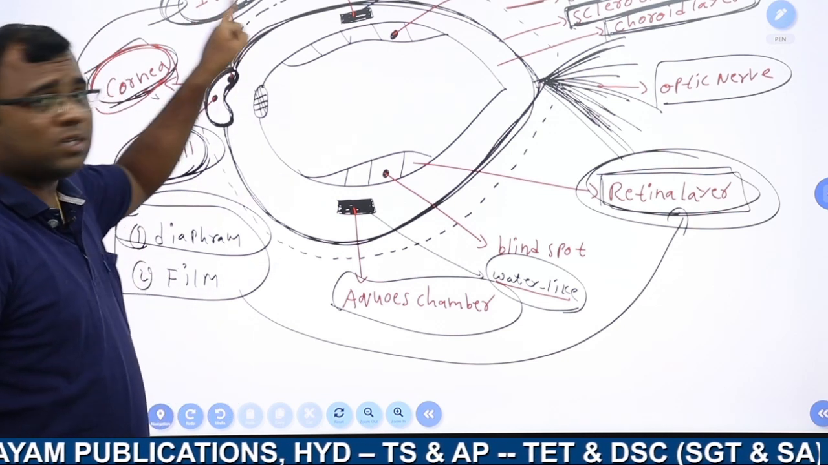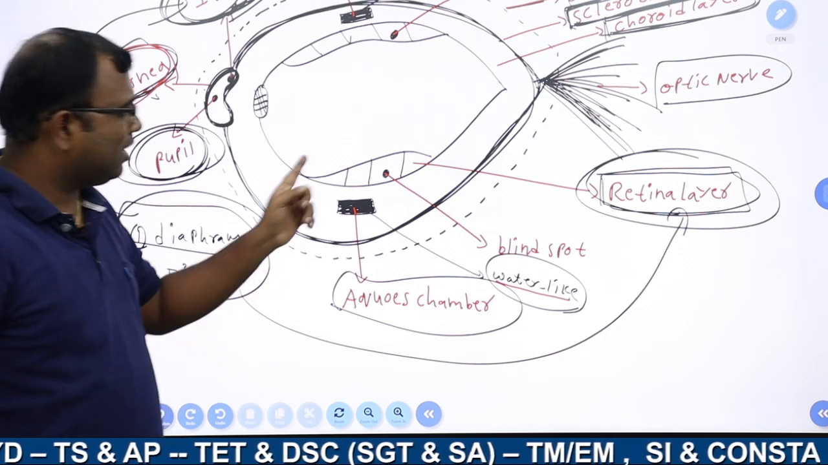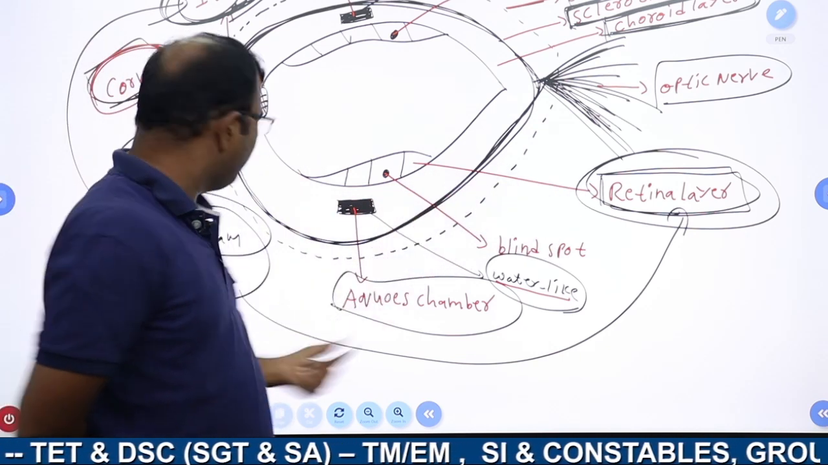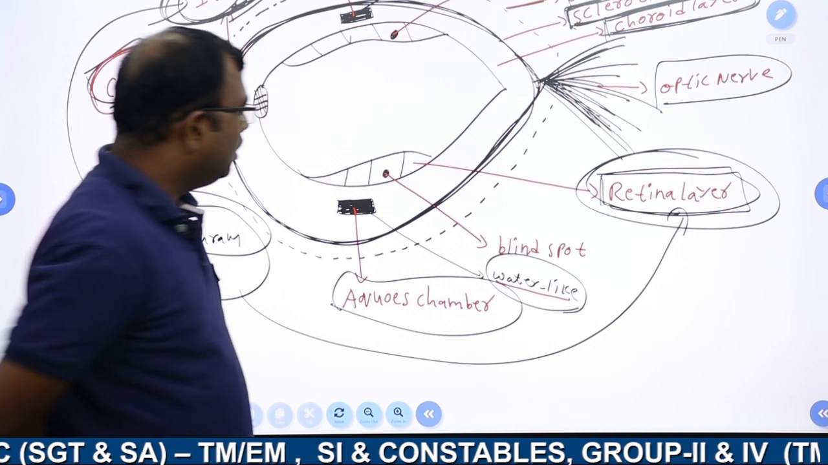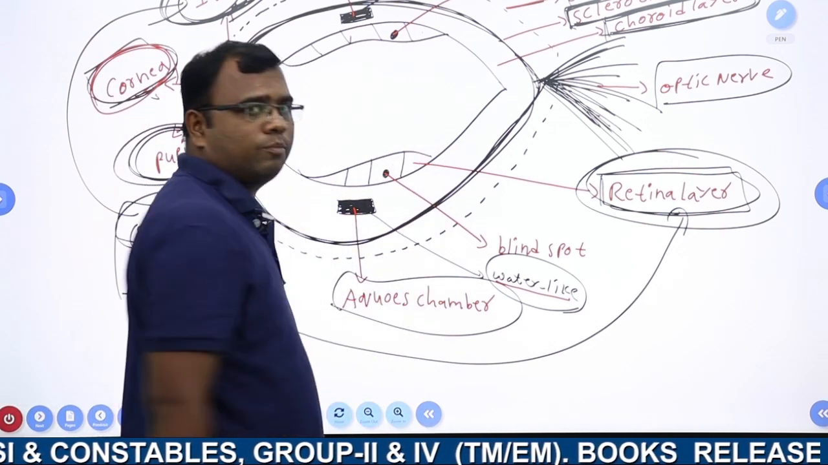The iris works as the diaphragm in a camera. The retina layer works as the film in a camera. This is the retina layer.